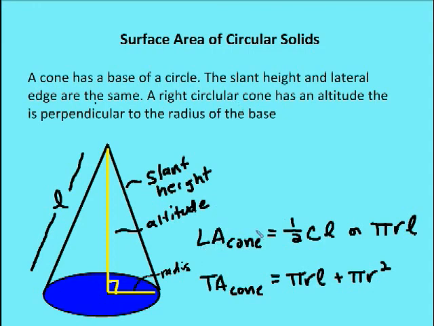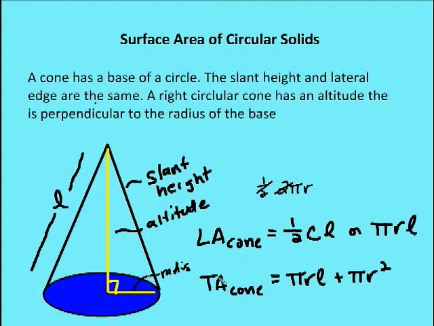So the lateral area of a cone is going to be 1/2 of the circumference times the slant height, or pi times r times L. All right, so how did we get that? 1/2 the circumference. Circumference is 2 pi r. So 1/2 of 2 pi r gives us pi r. So the lateral area of a cone is going to be pi r L.